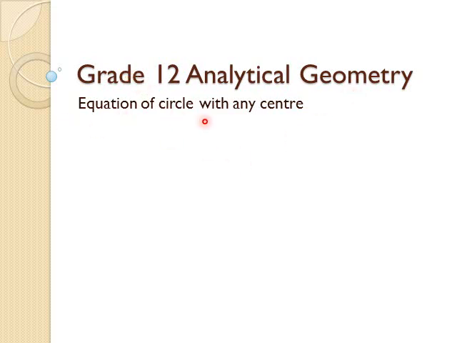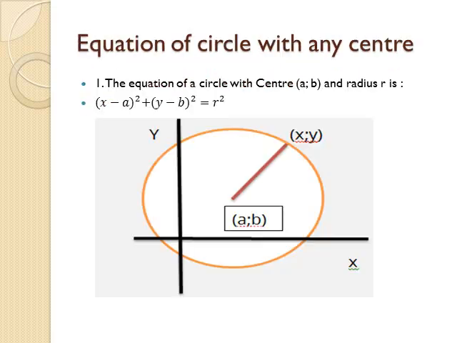Now we're looking at the equation of a circle with any center, right? Not all centers are at the origin. So, the equation of a circle with any center, center (a, b) and radius r, reads (x - a)² + (y - b)² = r², and this actually comes from the distance formula. So that's the equation for a circle. Coordinates there: positive a goes in as negative a, positive b goes in as negative b. Right? So let's look at a few problems.